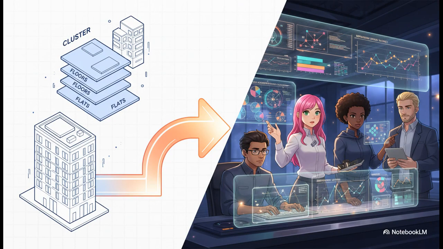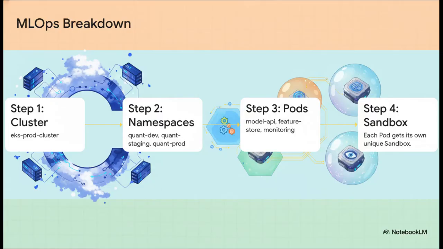Okay, theory is great, but let's make this super concrete. We're going to walk through a real-world MLOps platform to see exactly how all these pieces fit together in a production system. All right, so you've got your production EKS cluster. First thing you do, you create namespaces to separate your environments: quant dev, quant staging, quant prod. Makes sense. Then, inside your quant prod namespace, you deploy your application pods. Let's say a model API, a feature store, and some monitoring.